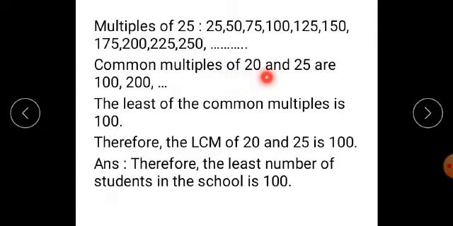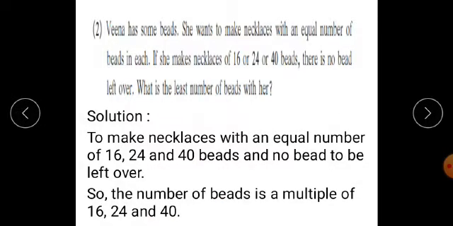Common multiples of 20 and 25 are 100, 200, etc. The least of the common multiples is 100. Therefore, here we can say the LCM of 20 and 25 is 100. And therefore, the final answer: the least number of students in the school is 100. Next, word problem number 2.